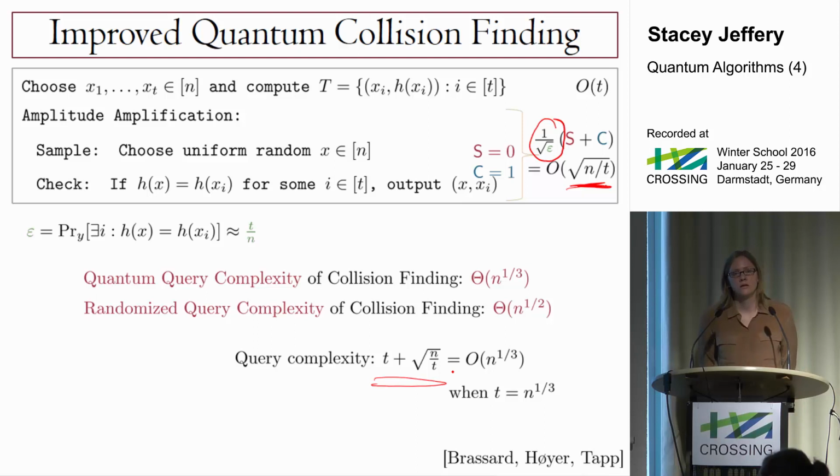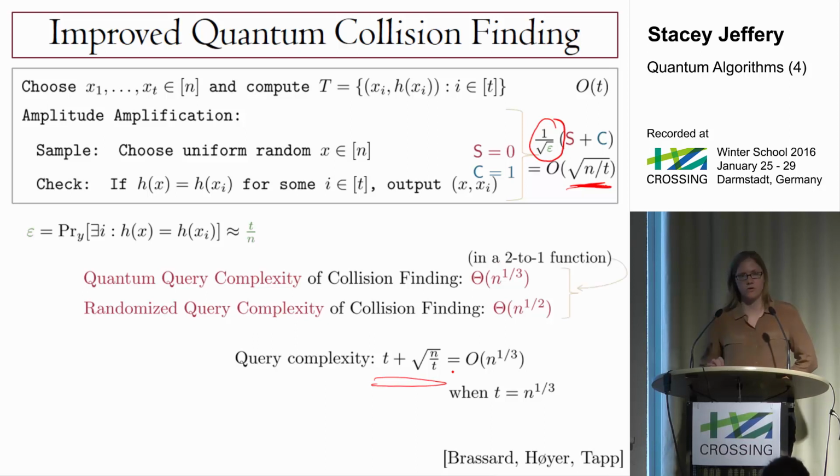So the optimal query complexity for a quantum algorithm is n to the 1/3, and for a classical algorithm it's n to the 1/2. Okay. So the optimal quantum query complexity for finding a collision in a 2-to-1 function is n to the 1/3, and the optimal randomized query complexity is n to the 1/2. So these are for finding collisions in a 2-to-1 function.